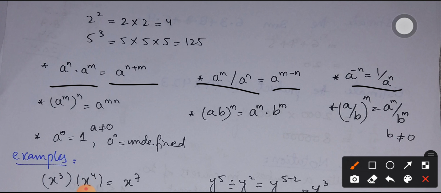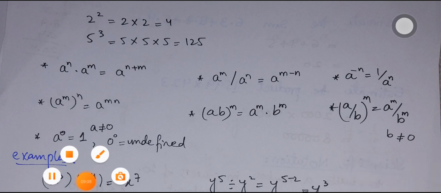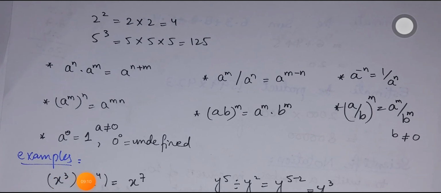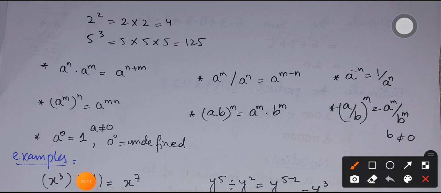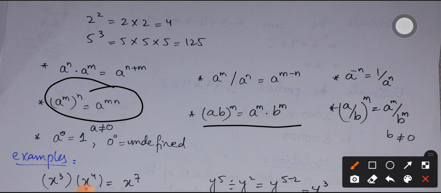Then there is another property, that a power m whole power n will be equal to a raised to the power m into n. So if we are having the power of some power, we will simply multiply the two powers. ab whole power m is a power m into b power m. Similarly, it holds for division as well, and obviously b cannot be 0. And we have discussed earlier that every number raised to the power 0 is 1. So a power 0 is 1, but with the condition that a is not equal to 0, because that will be an undefined expression.